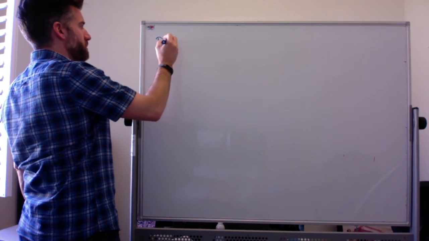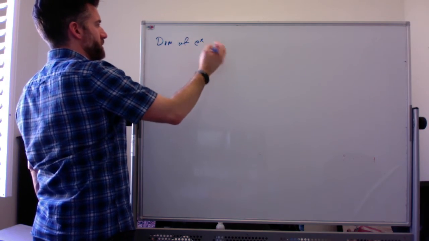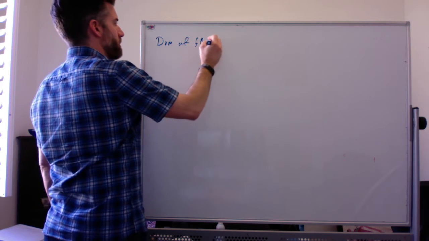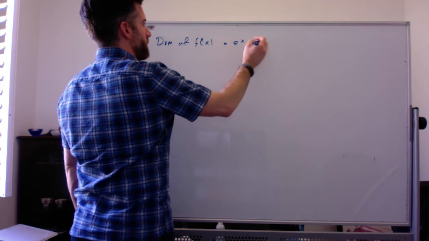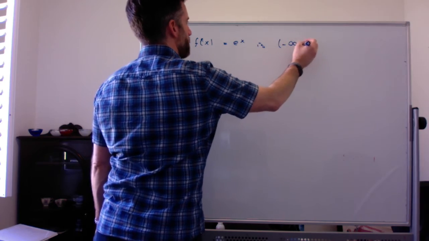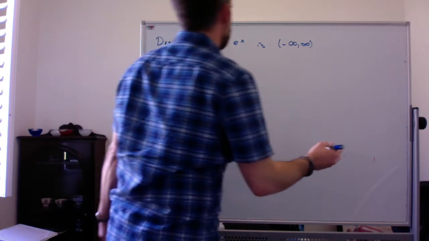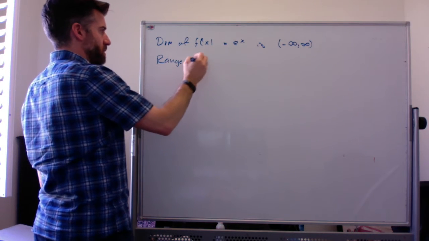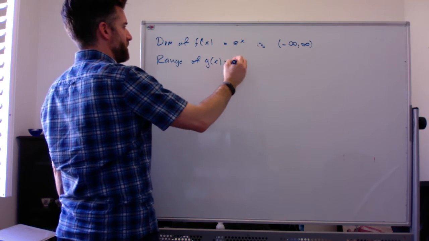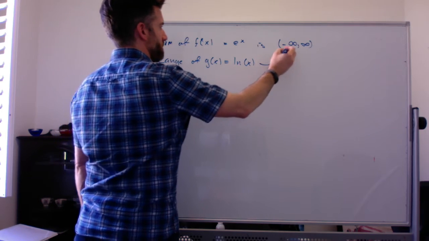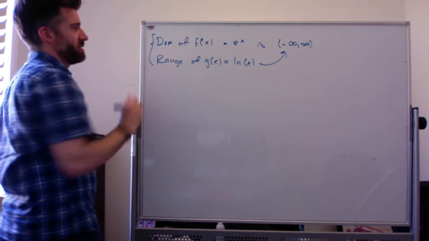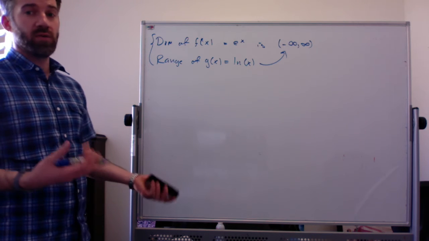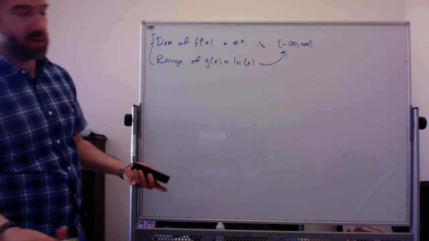The domain of f of x equal to e to the x is everything. So is the range of g of x equal to the natural log of x. And that's something that's generally true. If functions are inverses of each other, then their domain and range are switched because x and y are switched.